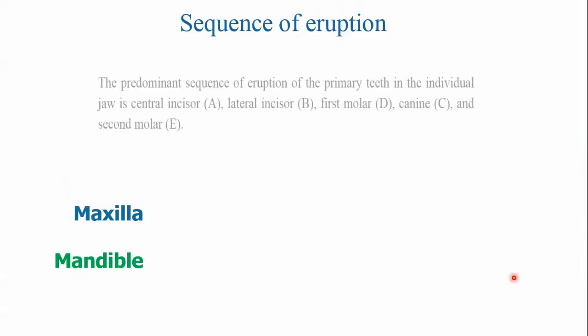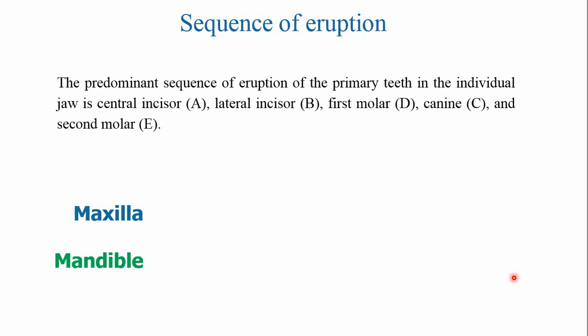The sequence of eruption. The predominant sequence of eruption for the primary teeth in each jaw, whether maxilla or mandible, is the same, and it's as follows. First, the first tooth to erupt is the central incisor, then the lateral incisor, then first molars, then canines, and finally the last tooth to erupt is the second molar.